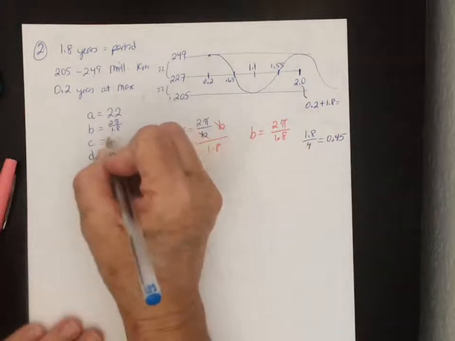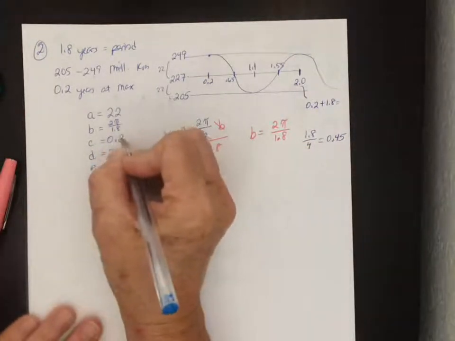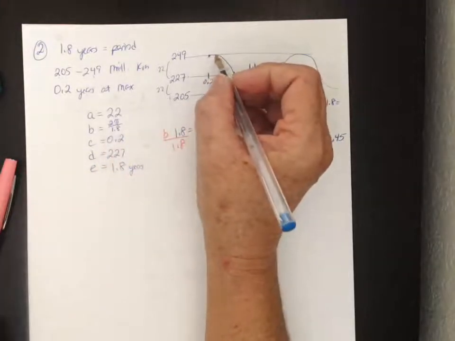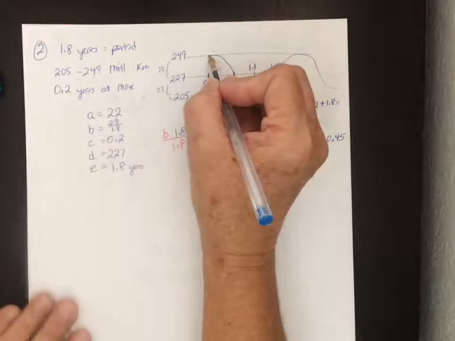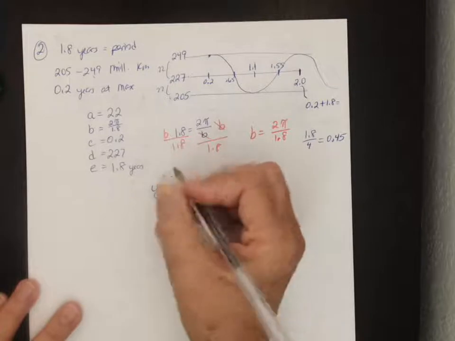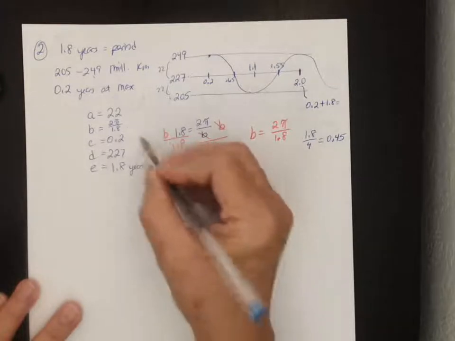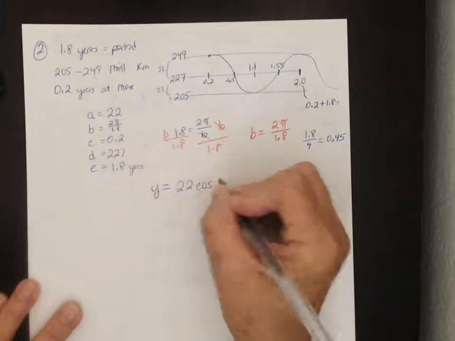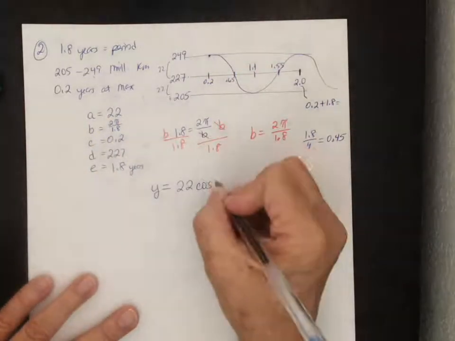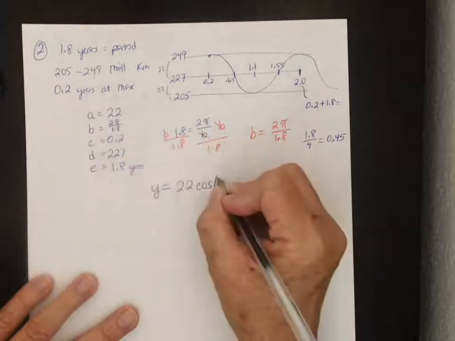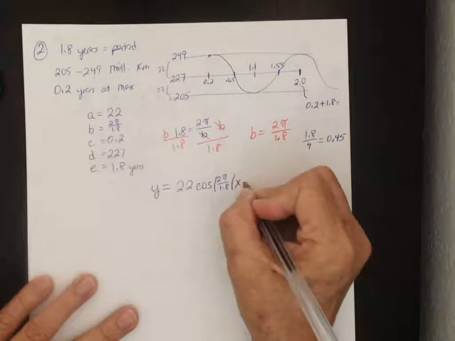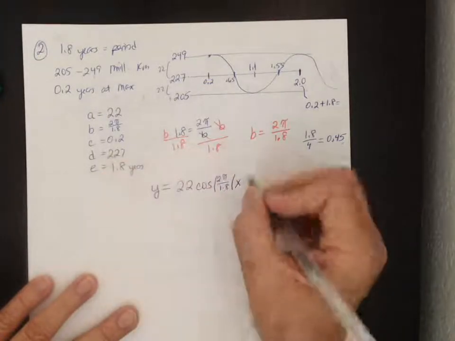My phase shift, I was told, was 0.2. And that's my phase shift if I'm looking for when it's at the top. And our function that starts at the maximum value is cosine. So I'm going to write a cosine equation for this. So y equals 22, the amplitude, times positive cosine, because I know the time when it's at the maximum, multiplied by my period constant, 2 pi divided by 1.8, times x minus the phase shift.